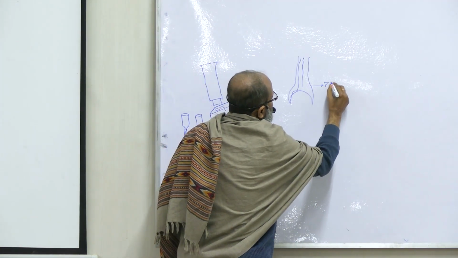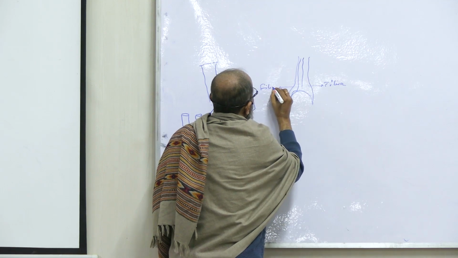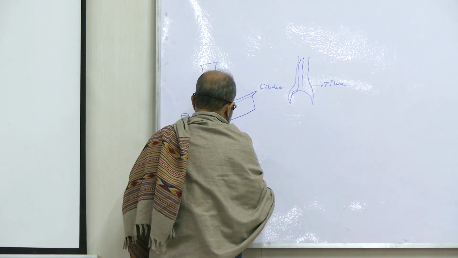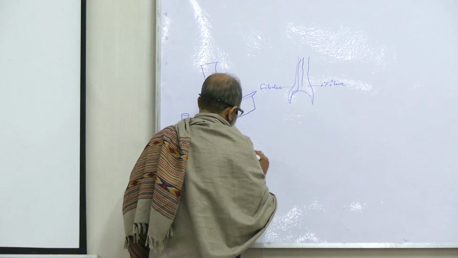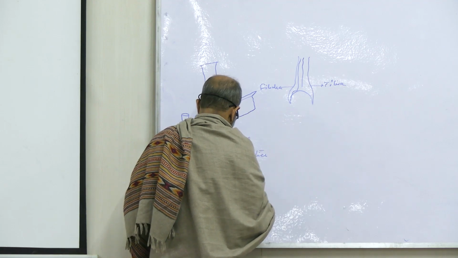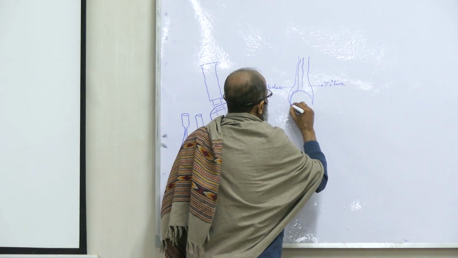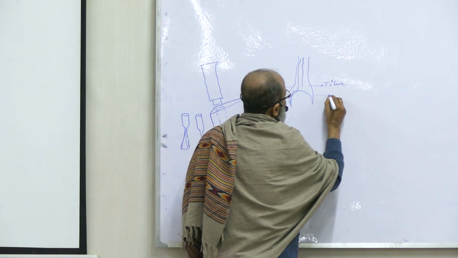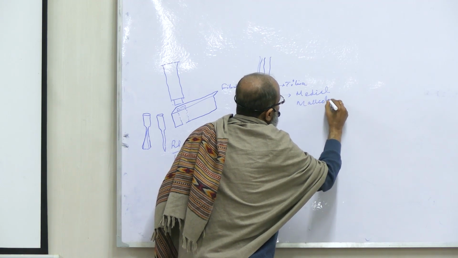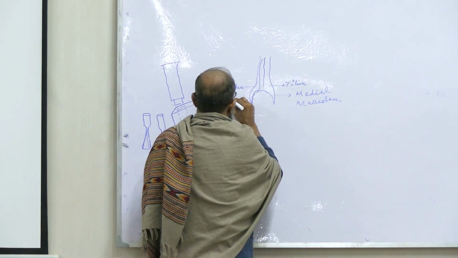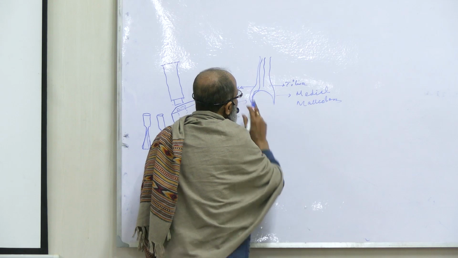This is tibia. This is fibula. This is medial malleolus of tibia. This is lateral malleolus of the fibula. All right.